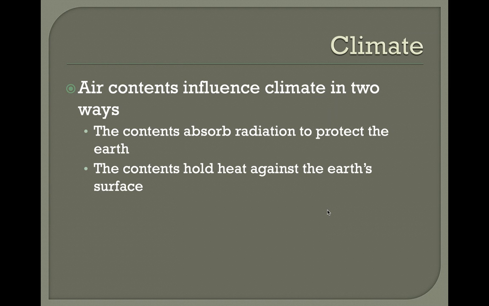The air contents themselves are actually going to influence the climate in two ways, and we've already mentioned the fact that you've got the ozone layer, which is the contents. This first sentence here talking about the contents absorb radiation to protect the Earth. That radiation, we're looking at the fact that the ozone layer is going to be what absorbs those things. And when we have holes in the ozone layer, we have issues with radiation coming through those holes. And then again, the greenhouse effect, the contents holding heat against the Earth's surface, and that's what we're looking at there.